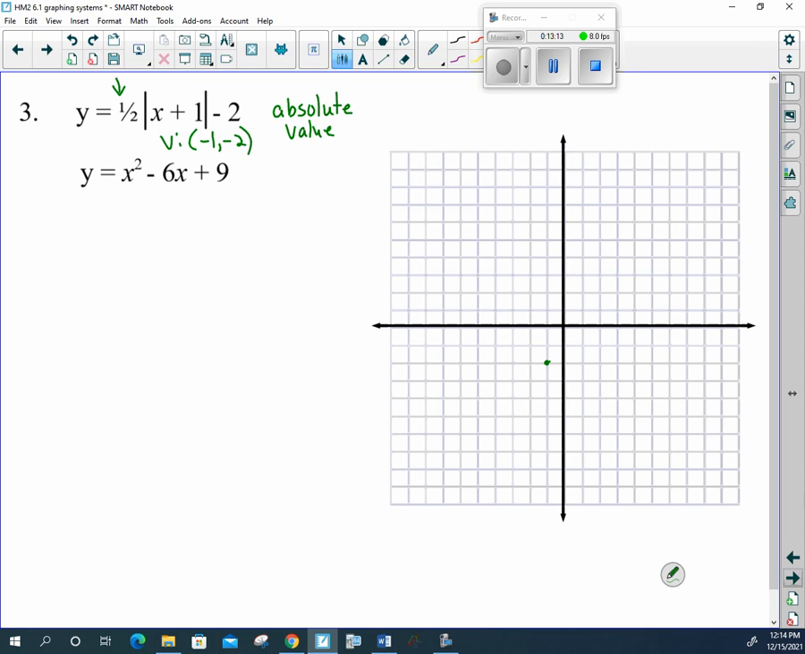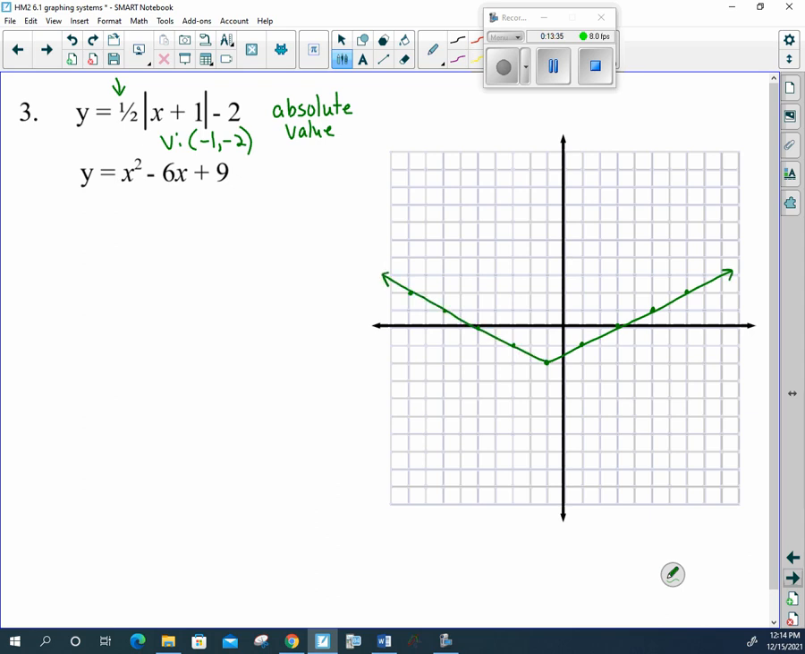So up 1 to the right 2, up 1 to the right 2, up 1 to the right 2, up 1 to the right 2. Now I'm going to go the other direction because I want it to be a V shape. Up 1, left 2, up 1, left 2, up 1, left 2, up 1, left 2. So there's our absolute value.